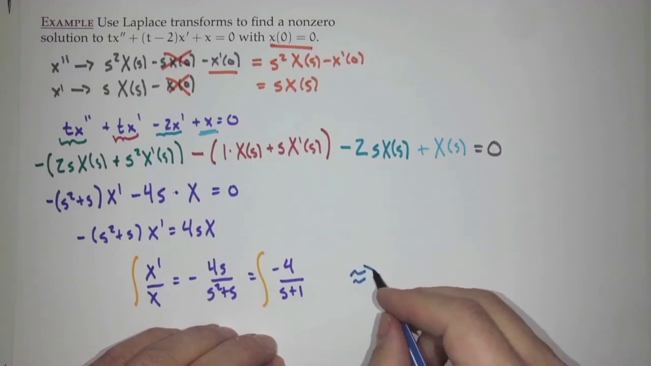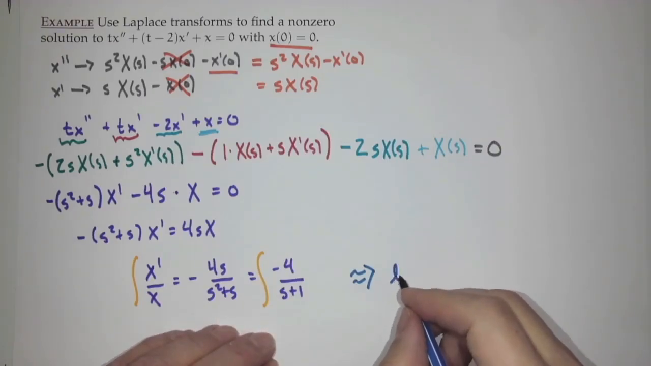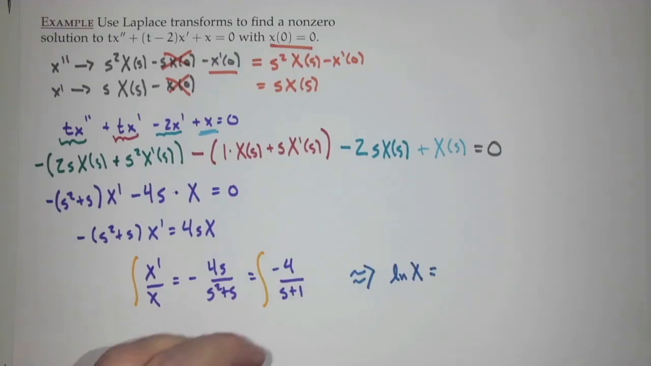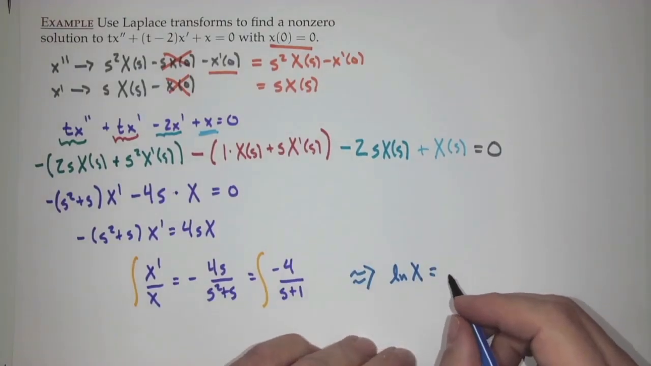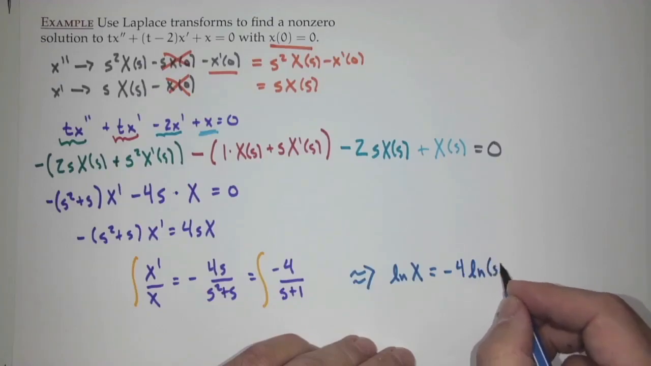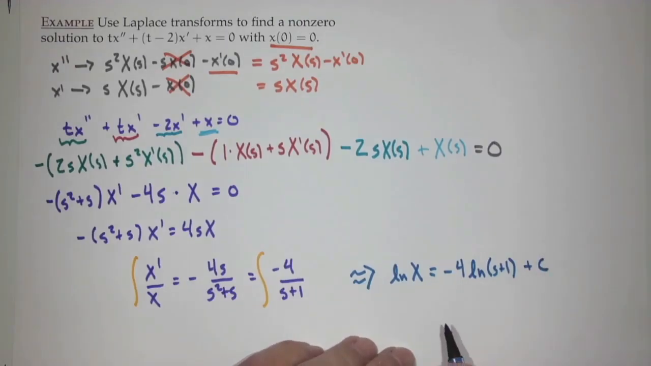Is it x? Time to go back and review your calculus. Yeah, it's natural log x. So natural log x. Over on this side? Negative 4 natural log s plus 1. And? Plus c. Okay, so that's natural log of x.